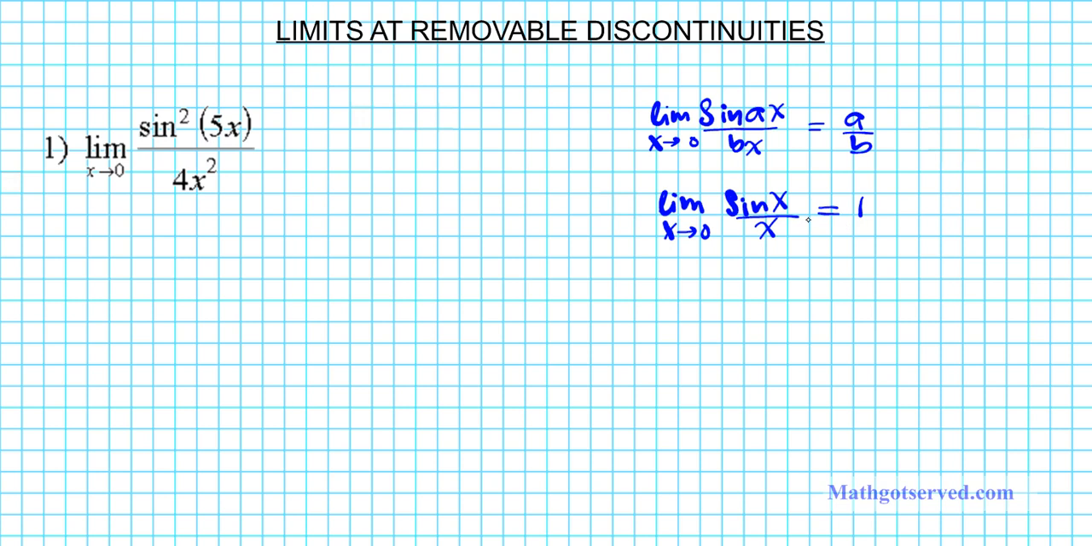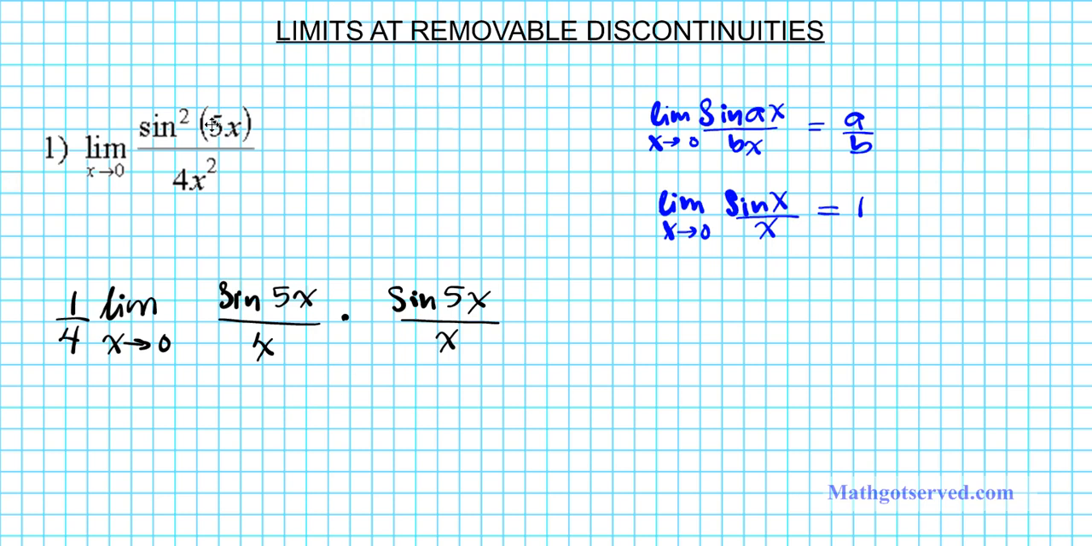All right, so let's go ahead and evaluate this limit. I want to be able to apply this formula to this situation. So what I will do is separate this limit and express it in the following format. Limit as x approaches 0 of sine 5x over x times sine 5x over x. Now there's a 4 down here. I can factor out the 4, so we have 1/4.